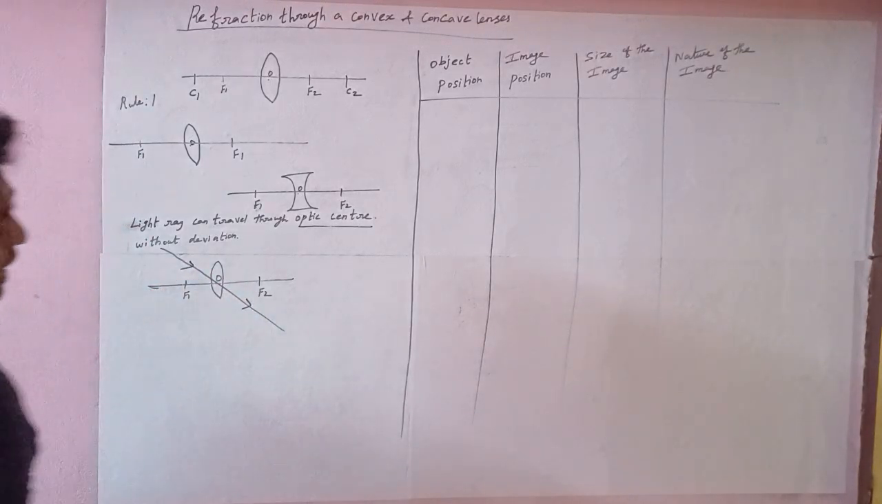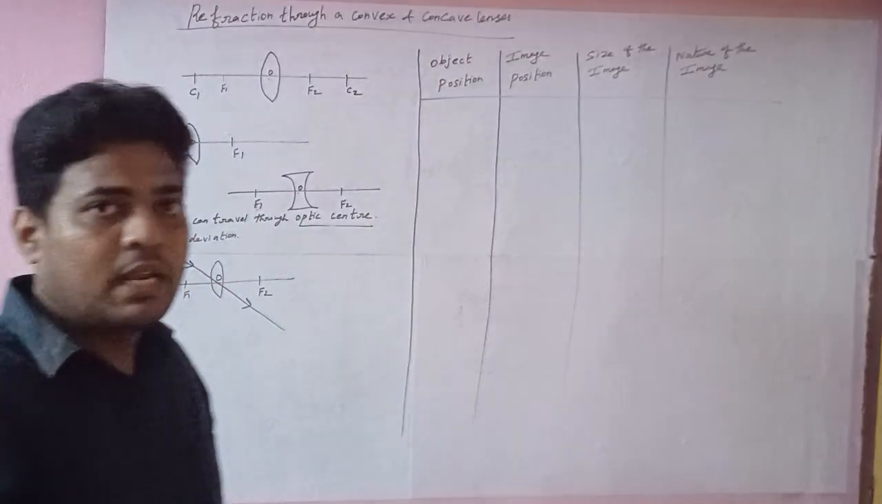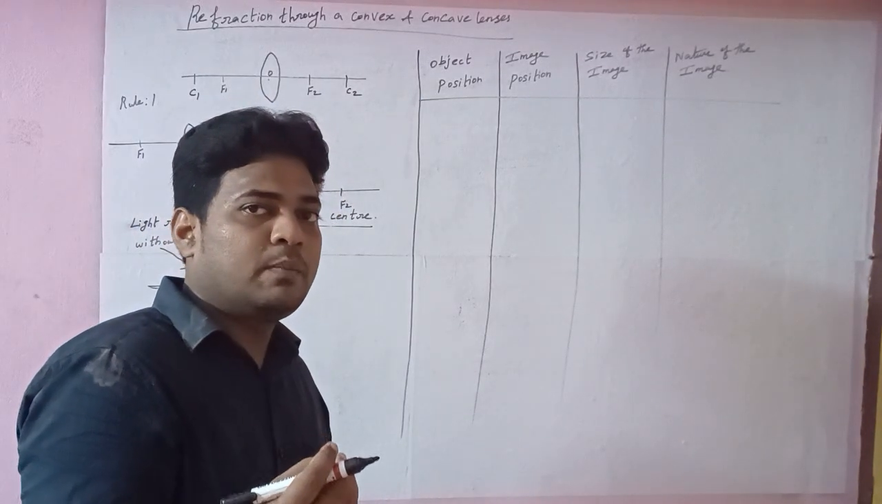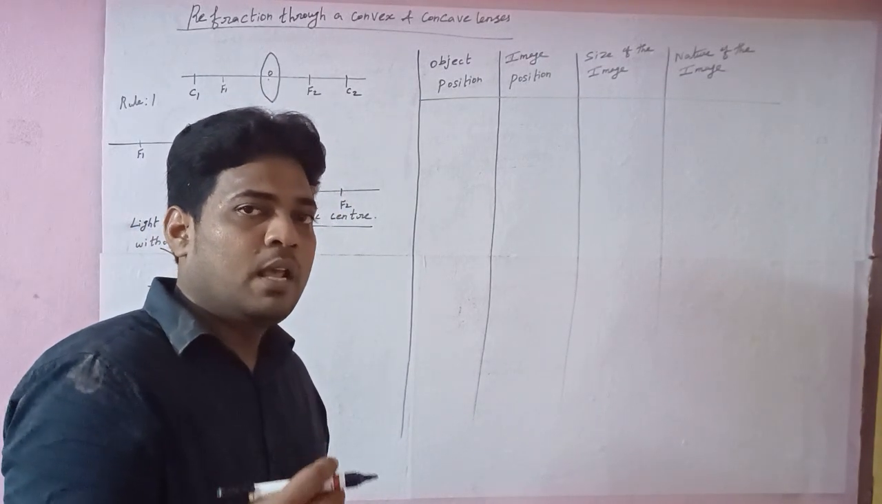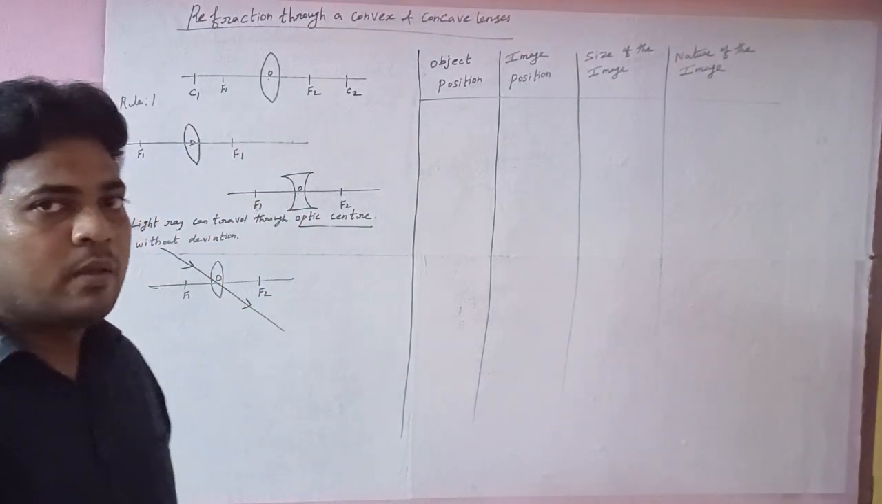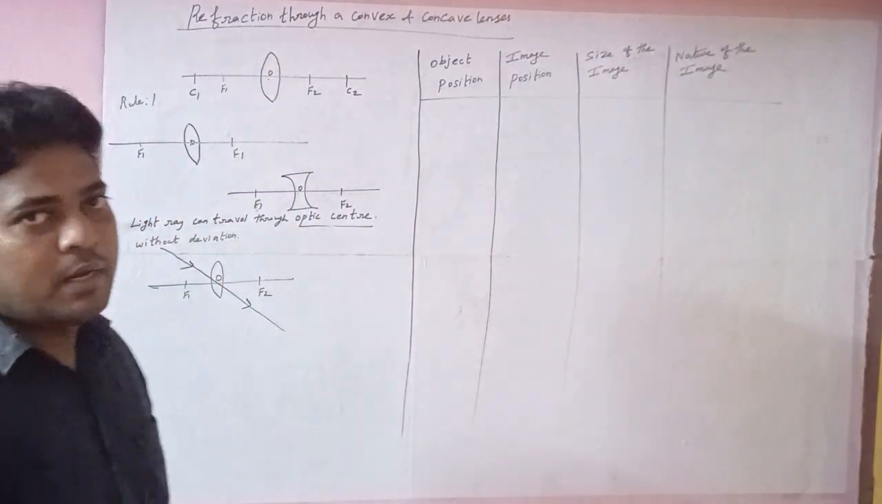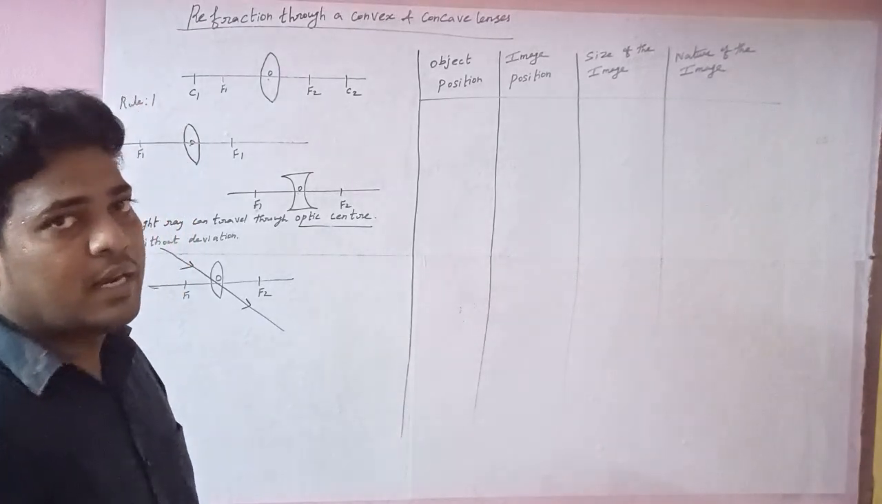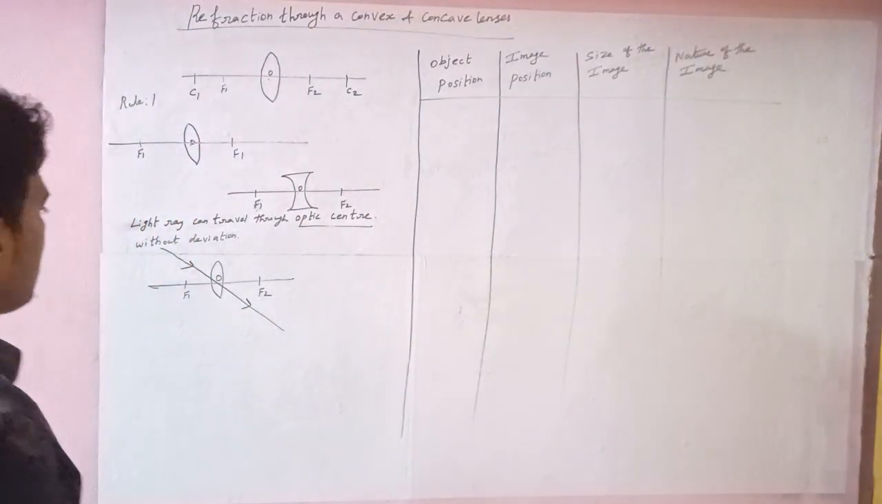We know that light is a form of energy. Light always travels in a straight line. What is the speed of light? 3 into 10 power 8 m s power minus 1. Light can propagate through the air medium, or without a medium, in empty or vacuum space. Different color light has a different wavelength. So this is rule 1.